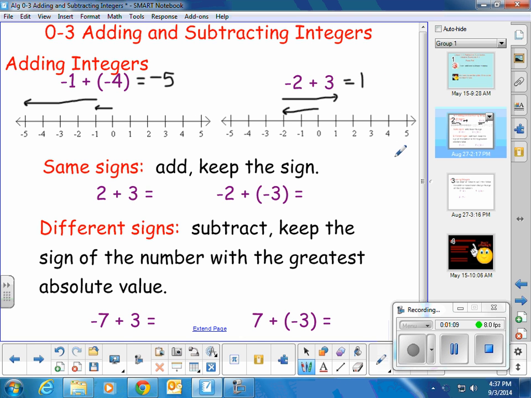Now with larger numbers, using a number line would be sort of a pain, so instead we can use some rules. If the two numbers have the same sign, like in our first example, you just add the two numbers and keep the sign. So for 2 plus 3, they're both the same sign. We're going to add them and keep the sign the same. For -2 plus -3, they're both the same sign. Add them, keep the sign.